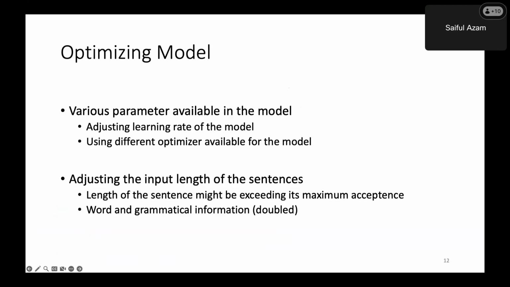For optimization of the model, while there are various parameters available within the model, we will adjust the learning rate to find the optimal solution. We will try to use different optimizers to find the best quality for detection. We will also be adjusting the input length of the sentences, where the length of the sentence might have an influence on the model. From the previous experiment, we found that due to the word and grammatical information, the length of the sentence might exceed its maximum acceptance.